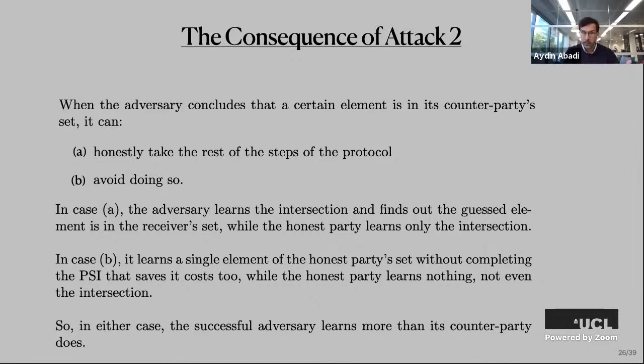In the first one, the victim can also learn the intersection. In the second one, the victim cannot learn the intersection. So in the second case, where the adversary halts, it can save some communication and computation costs, because it doesn't need to take all the steps in order to complete the protocol. So in either case, the successful adversary learns more than its counterparty does.